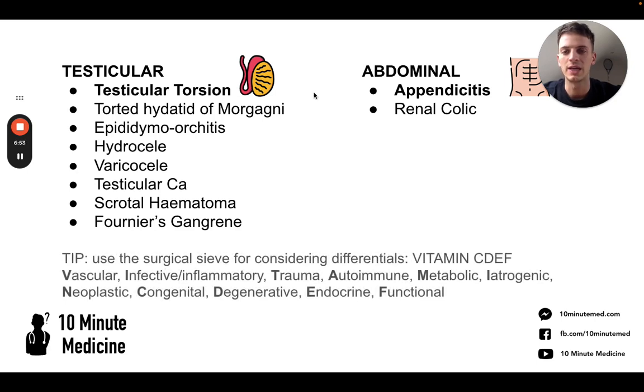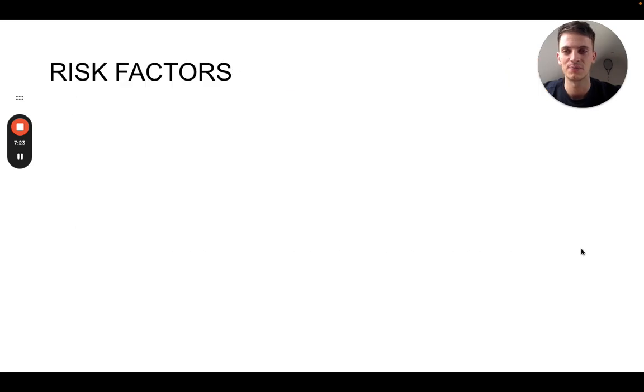And when doing a differential, when you don't want to miss anything, it's always important to use a systematic approach. So I quite like the surgical sieve when considering differentials. If you just remember vitamin C, D, E, F, you'll remember vascular, infective, trauma, autoimmune, metabolic, iatrogenic, neoplastic, congenital, degenerative, endocrine, and functional. If you use that tool, you usually won't miss anything in terms of your differentials. So definitely use them.